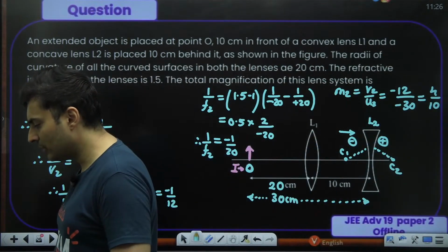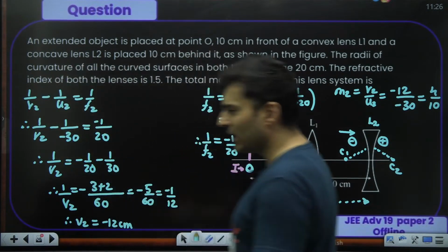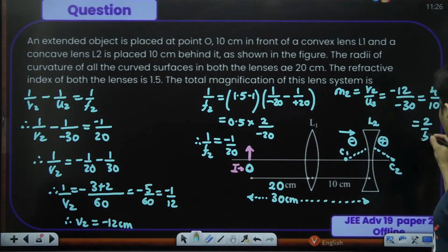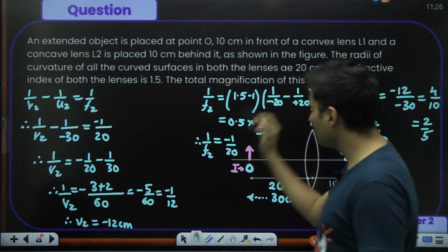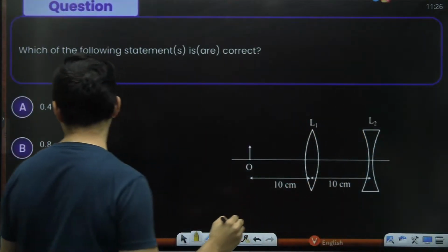Till this point, absolutely clear? Very good. If you want, you can write it as 2 by 5 also. No issues. Now, that is not the question. The question is total magnification. So let's come back to the original question.